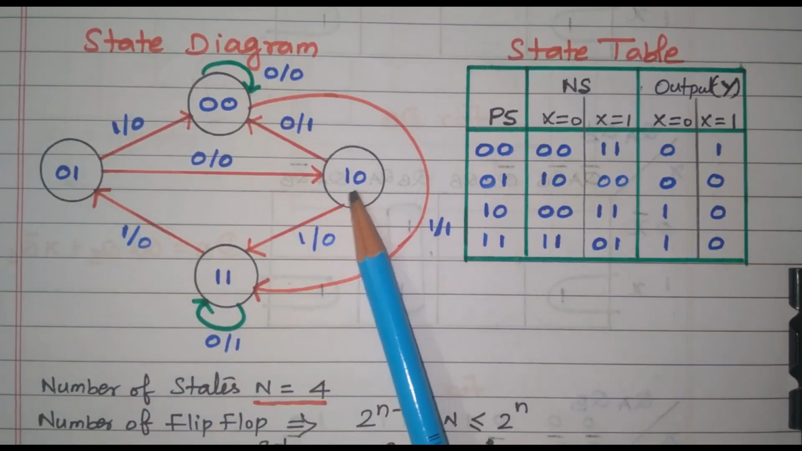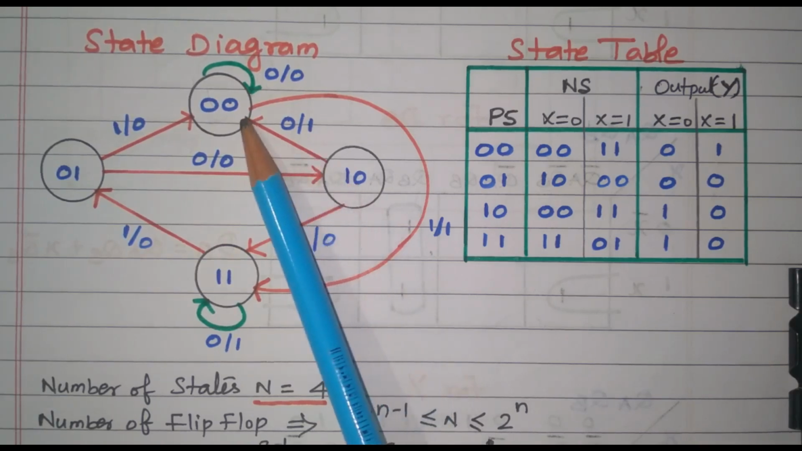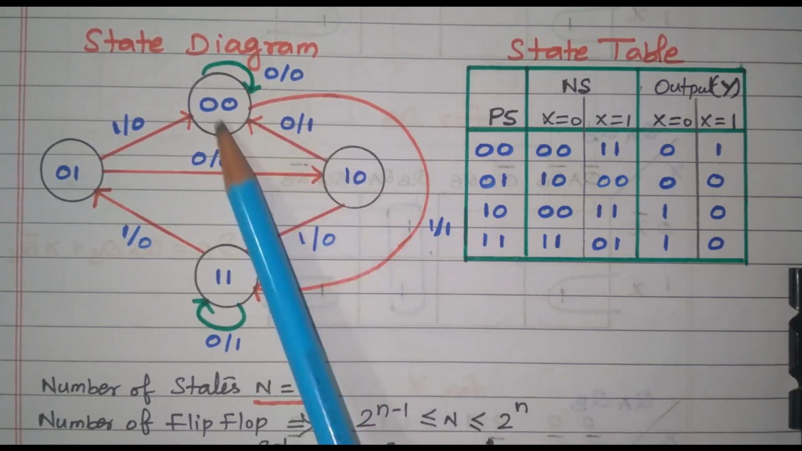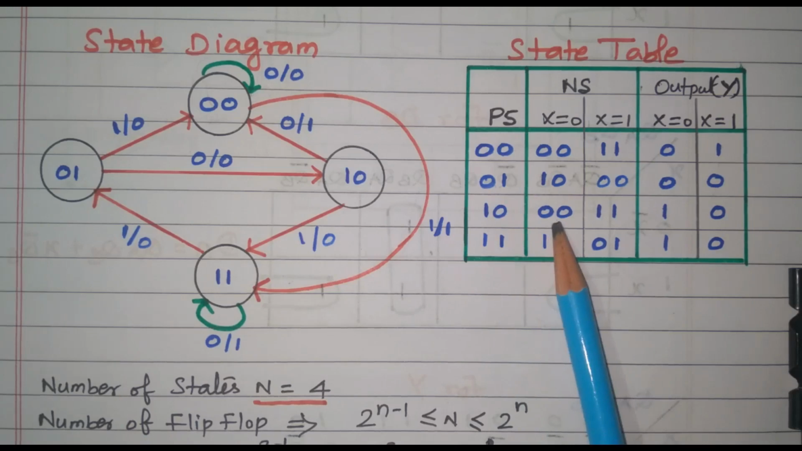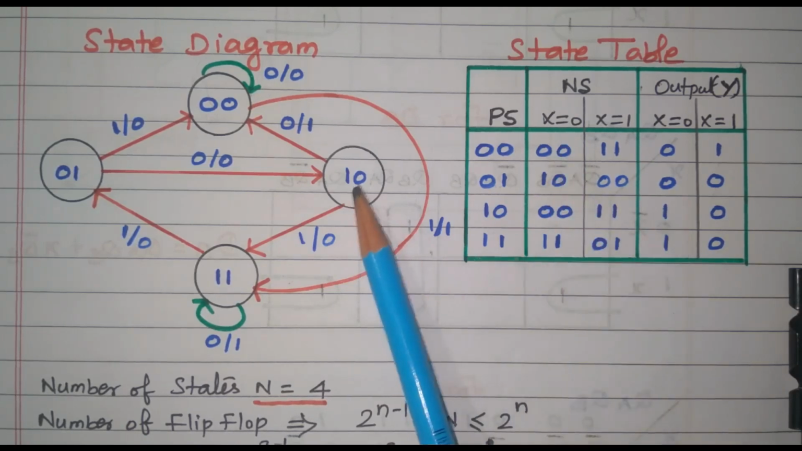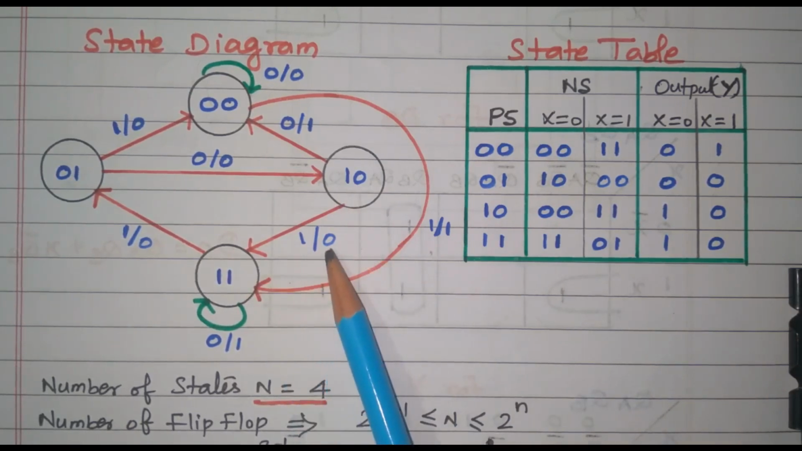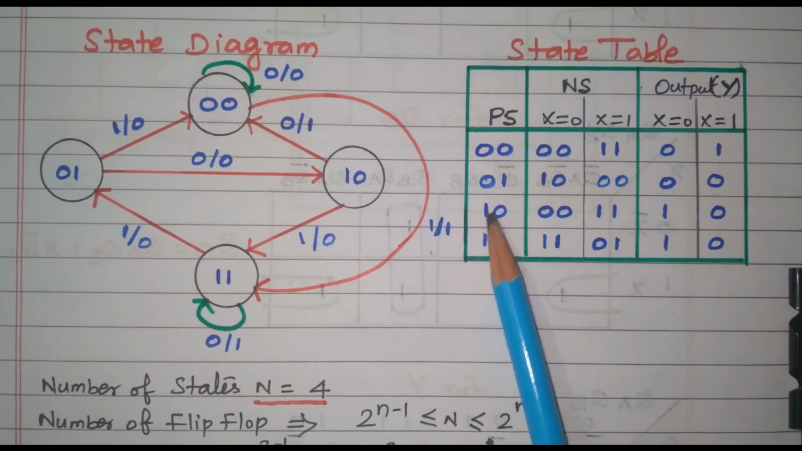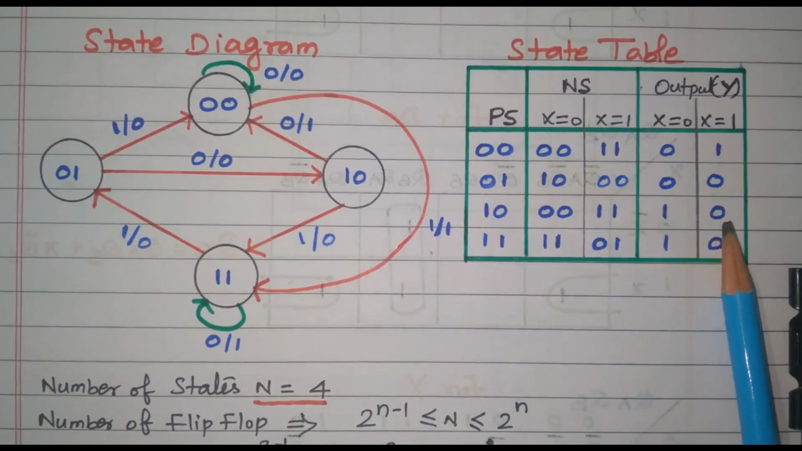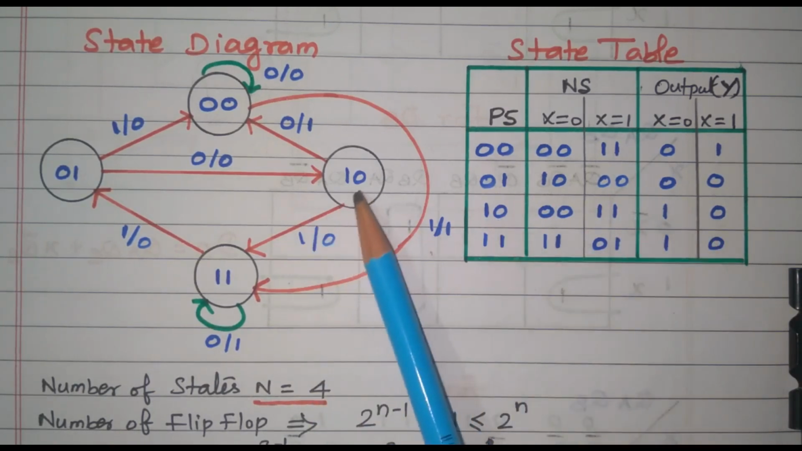Now, we will go to 1, 0, right. This 1, 0 goes to 0, 0 for input 0, output 1. Input is 0, output is 1. The same 1, 0 goes to 1, 1 for input 1, output 0, right. So, this 1, 0 goes to 1, 1 for input equal to 1, output is 0, right. So, it is clearly from the diagram we can write this state table. So, this is also over.